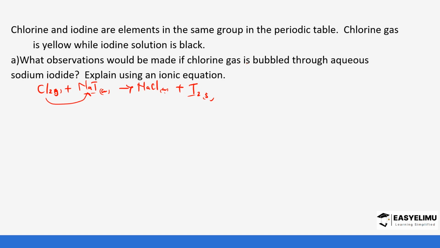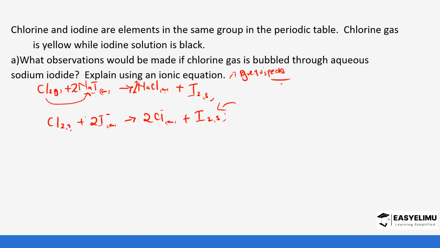So you're going to see some gray specks on the bottom of the beaker. This tells us that iodine is the one that is deposited. This equation is not balanced, so we balance by putting 2 here and 2 here. So if we look at the ionic equation, it will be chlorine gas plus 2 iodide ions, aqueous, to form 2 chloride ions, aqueous, plus iodine solid.